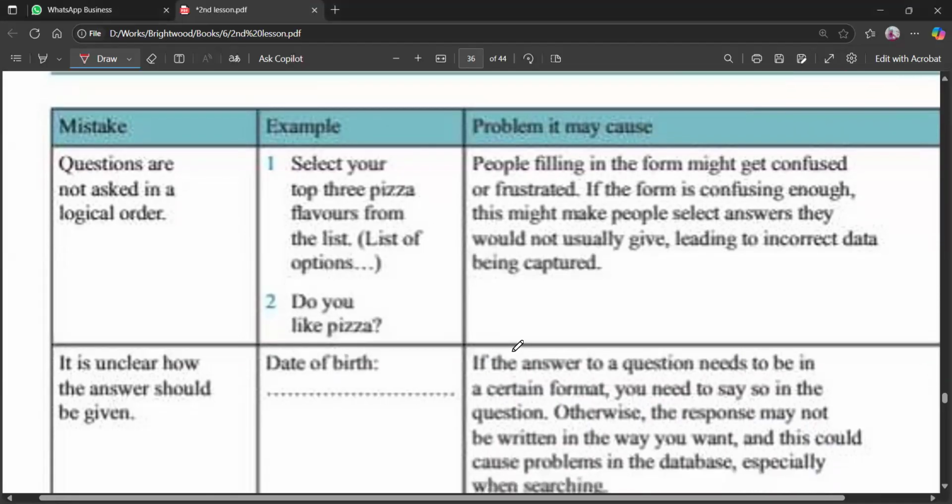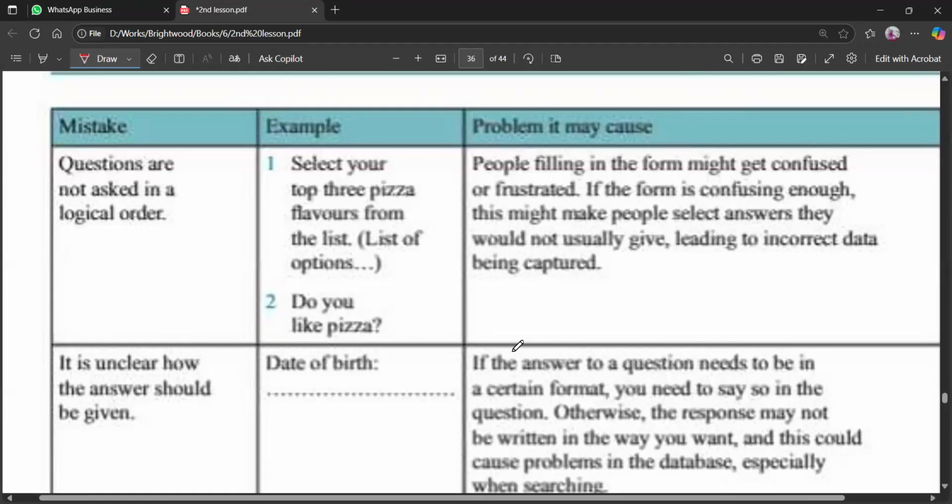So first of all, you can ask, select your top three visa favors from the list. You can ask about top three visa favors from the list. So next you can write, do you like visa or not? Like that. Those are things.